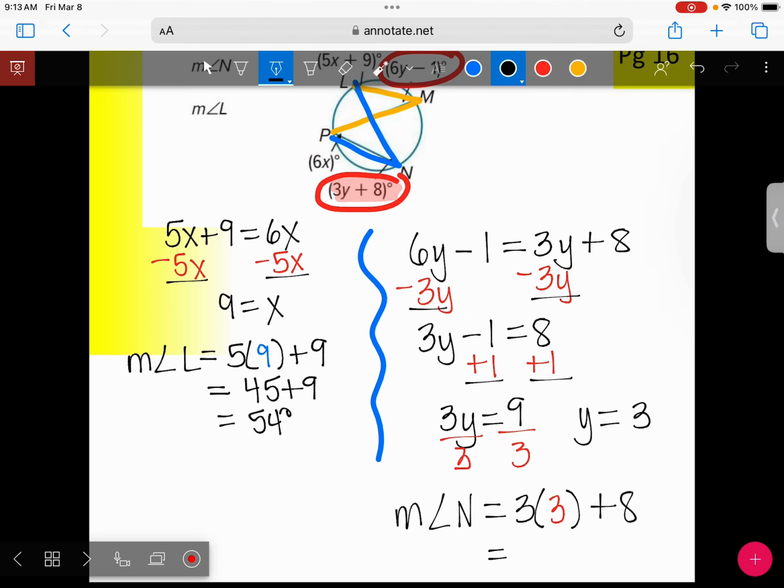So 9 plus 8 is 17. Who got 17 degrees? All right, good.